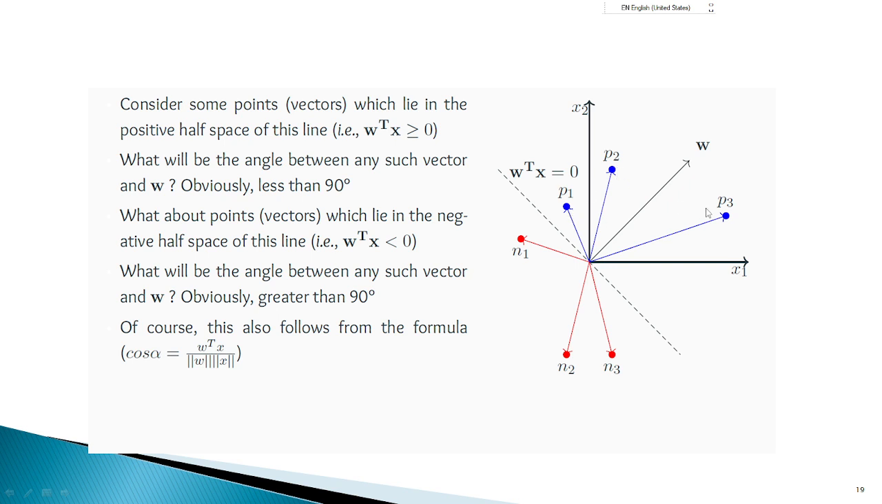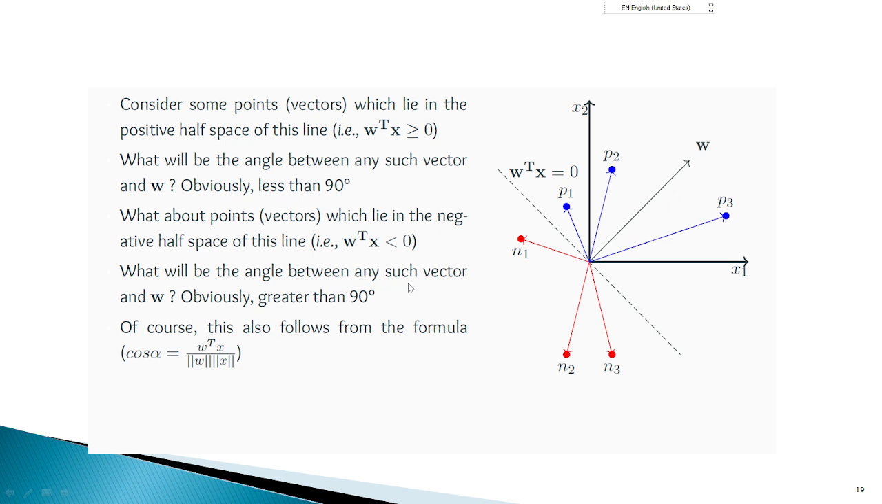Now we have inputs P1, P2, P3, then N1, N2, N3. What is the angle between this vector w and N1, N2, N3? Obviously greater than 90 degrees. So what about points which lie in the negative half of this line? These inputs produce what? P1, P2, P3 produce output 1, and the inputs N1, N2, N3 produce output 0. P1, P2, P3 produce output 1 because w transpose x is greater than or equal to 0. For P1, P2, P3, w transpose x is greater than or equal to 0, and for N1, N2, N3, w transpose x is less than or equal to 0.